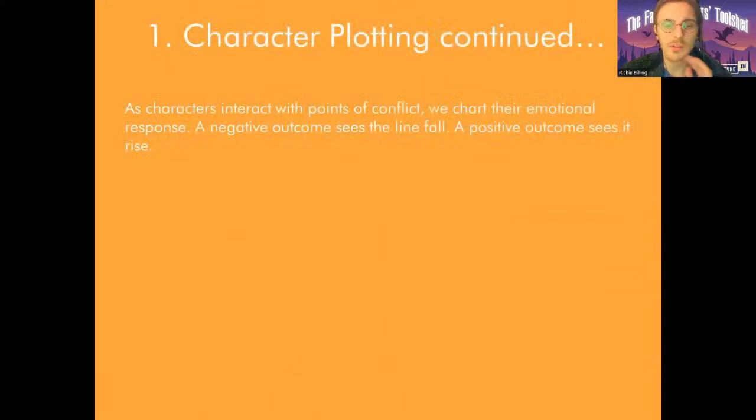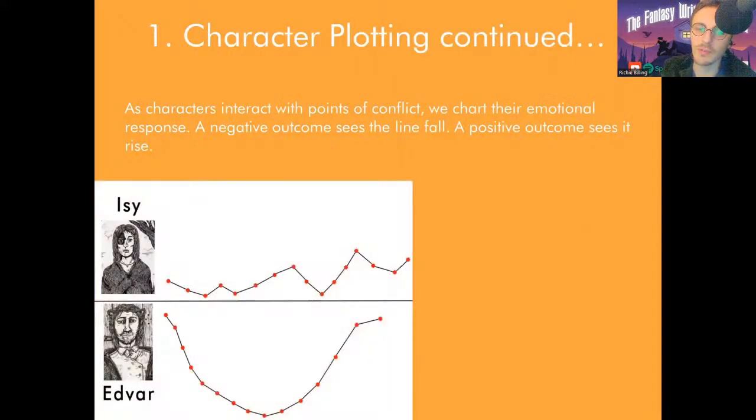So it seems quite simple. Let's get into the nuts and bolts of character plotting. We've spoken a lot about the theory. As a character interacts with the points of conflict, we chart their emotional response. And like we said in the previous slide, the negative outcome sees the line fall, positive outcome sees it rise. Here is the graph that I created for both the characters in the story, Izzy and Edvard. These are the two protagonists in Pariah's Lament.